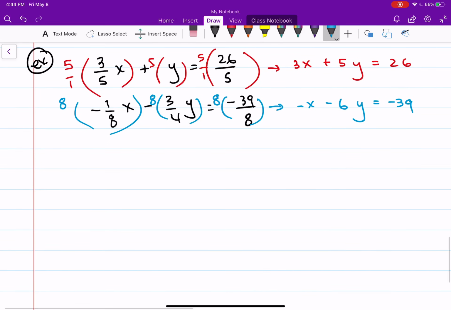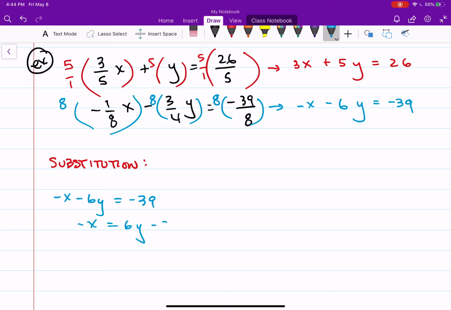So if I was to do substitution, let's say, okay, substitution. What I'm going to do is take the blue equation and solve for x. So I got negative x minus 6y is equal to negative 39. So I got negative x is equal to 6y minus 39. So if negative x equals that, then positive x would equal negative 6y plus 39.